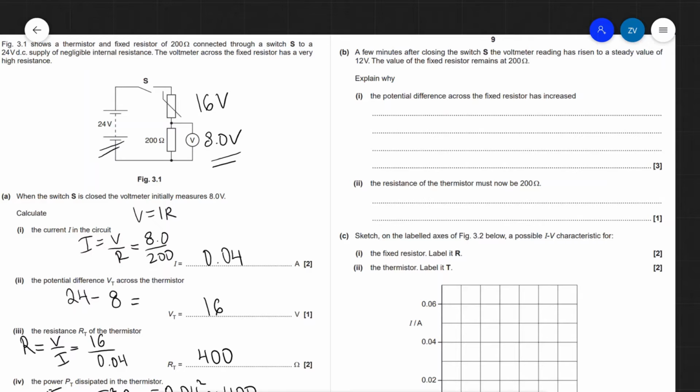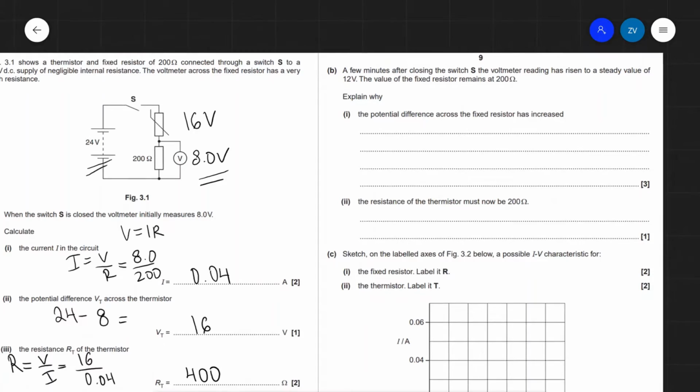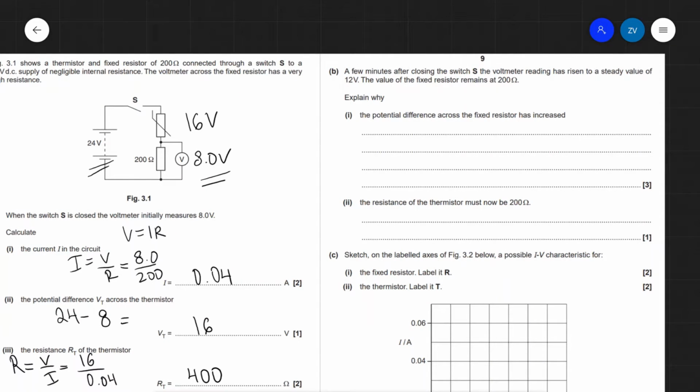So a few minutes after closing the switch, the voltmeter reading has risen to a steady value of 12 volts. Now this means that this voltage here is no longer going to be 8, but it will be increasing up to 12 volts. Remember, if this one has increased up to 12 volts, then this one here would be down to 12 volts as well. Now explain, how could that have happened?